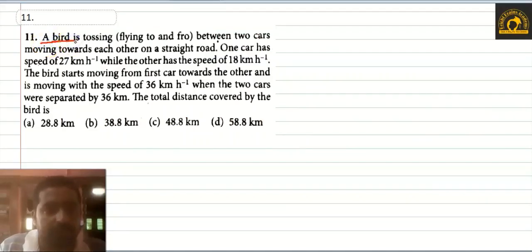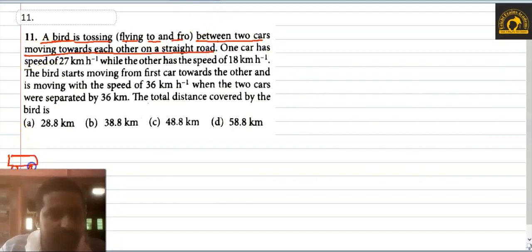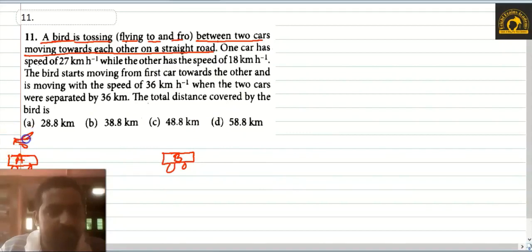A bird is flying to and fro between two cars moving towards each other on a straight road. So this is car A, this is car B moving towards each other, and this is the bird.